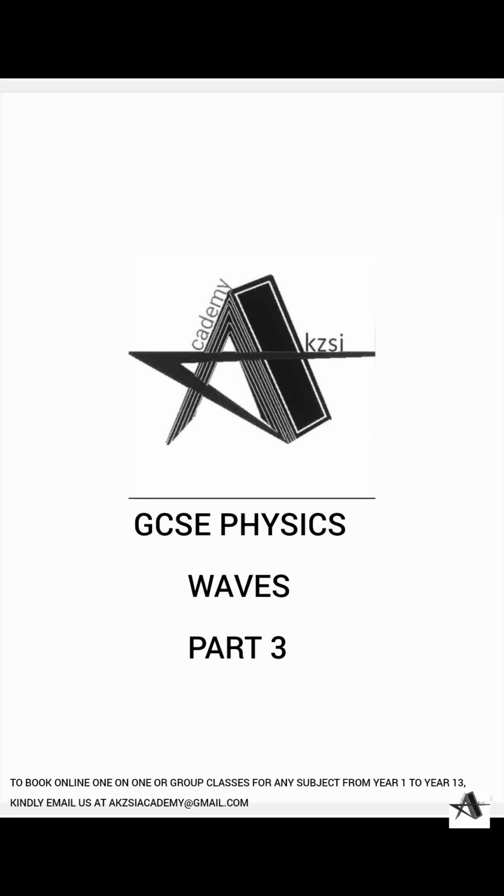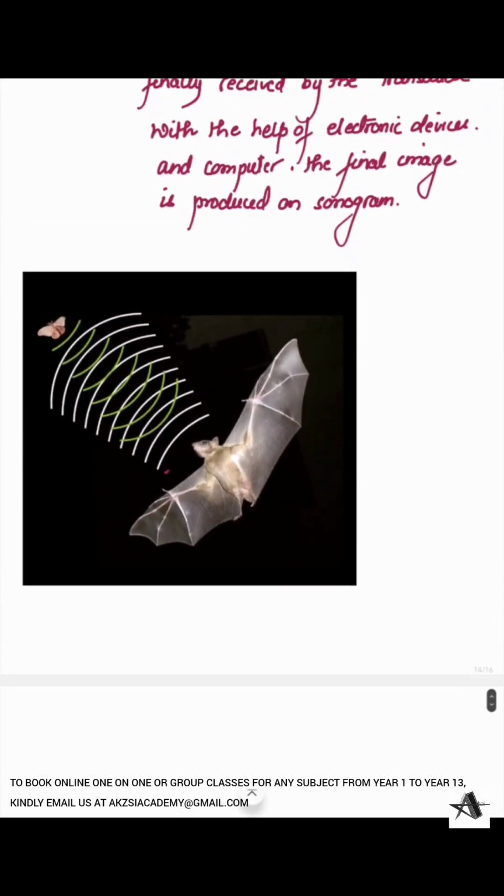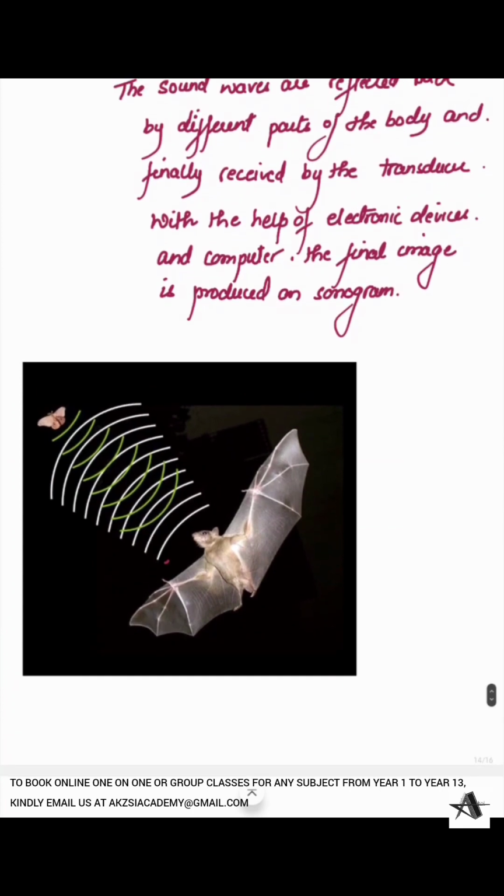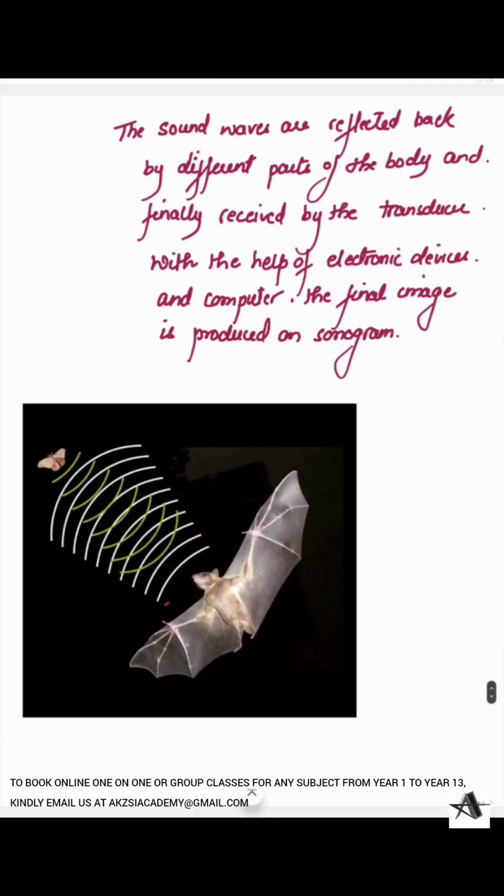So in waves, we have completed, as you can see, up to what ultrasound imaging is, and how the bats use ultrasound to locate a particular prey. Similar techniques are used in different technologies in different fields. Now we will study one term that is called echo, and we'll do one or two questions related to what we have discussed so far, and then we'll move on to the light waves.